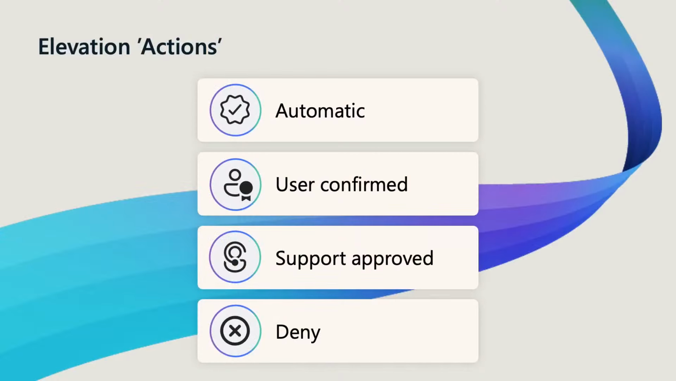So the default one, we recommend you device-assign those so they apply to the entire device. We have the automatic, we have user confirmed, we have support approved, and we have deny. Deny is the most restrictive one. So if you are a company that cares very much about security and you don't want any elevation on your devices unless you have a rule for it, that is where you can use deny all.